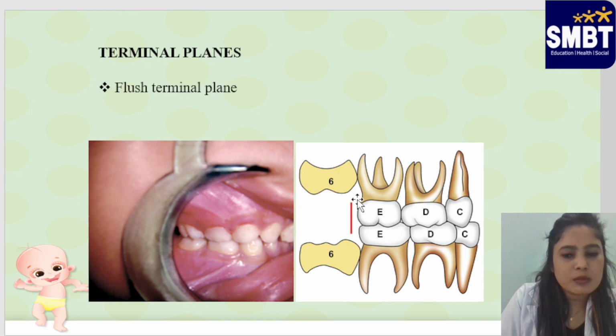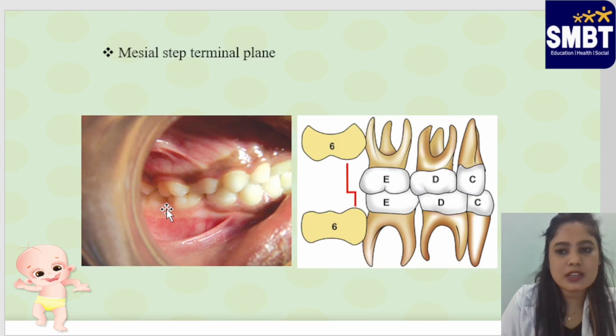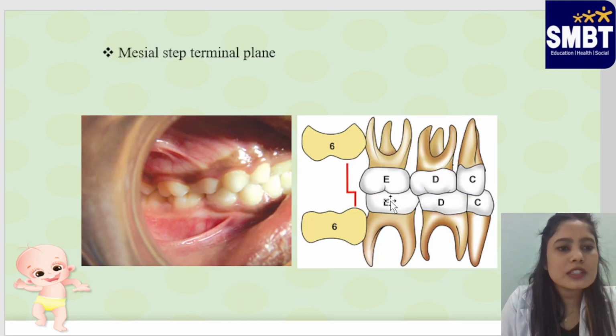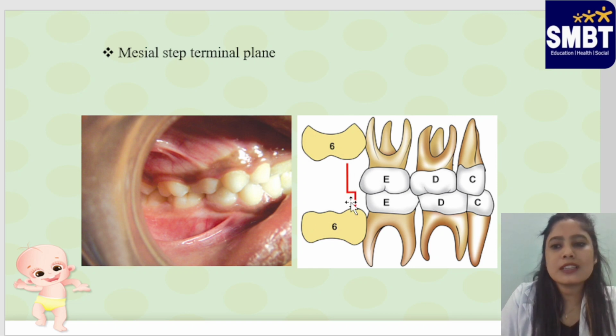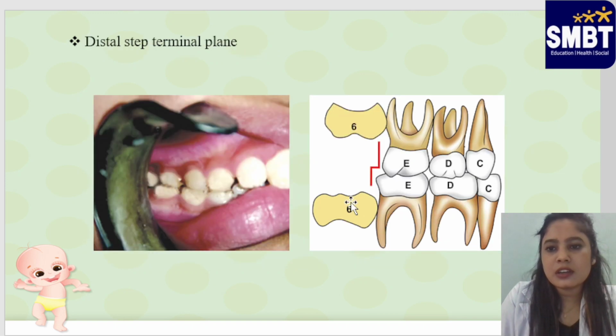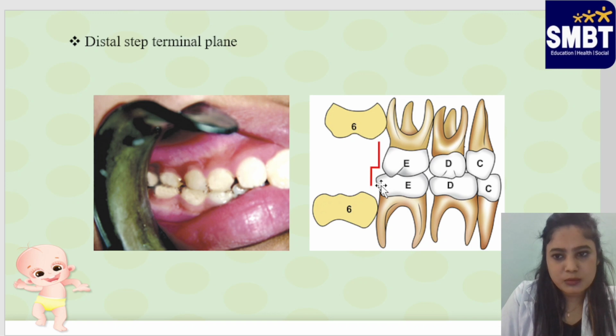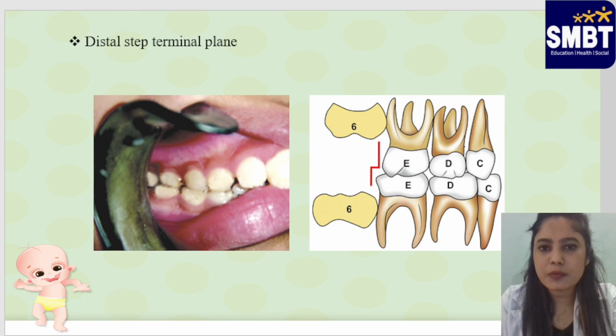What is flush terminal plane? It is when the distal surfaces of the maxillary and mandibular primary second molars are in the same plane. You can see it in the clinical feature. This is what flush terminal plane is. What is mesial step terminal plane? The distal surface of the second primary mandibular molar is more mesial as compared to the distal surface of the second maxillary primary molar. Distal step is when the distal surface of the second primary mandibular molar is more distal to the distal surface of the second primary maxillary molar. You can see it in the clinical picture also.